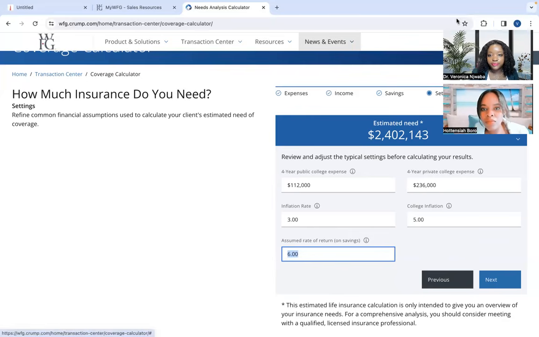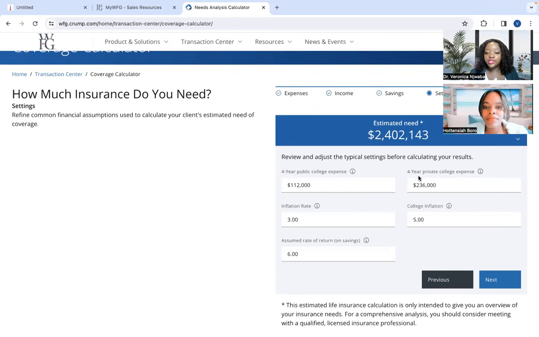Just a second. Let's see here. All right, Hortensia. So these right here are actually projections, okay? They're saying if your child goes to a four-year public college, it will cost about 112,000 for the 4 years. If they go for private college, it's going to be 236,000. Considering inflation is about 3%, meaning cost of living goes up 3% every single year, okay? College inflation is 5%. That means your money has to sit in an account growing at least 6% or even more, compounding, so that you're able to beat inflation, right?